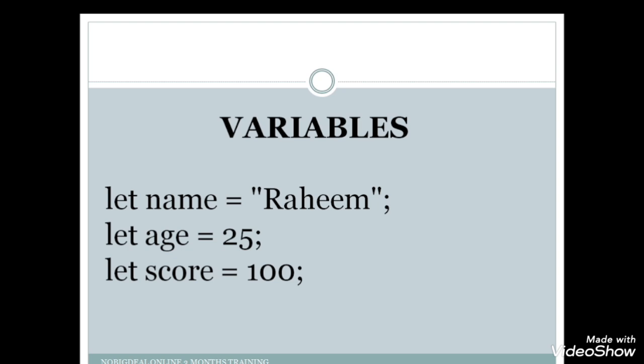Variables. In JavaScript, we'll be talking about variables. Variables are very, very important. What is a variable? A variable is like a container that holds something. It can be a number, a name, or any data. In JavaScript, we use let to declare a variable. The let that you are seeing on the screen is a keyword we use to create a variable.